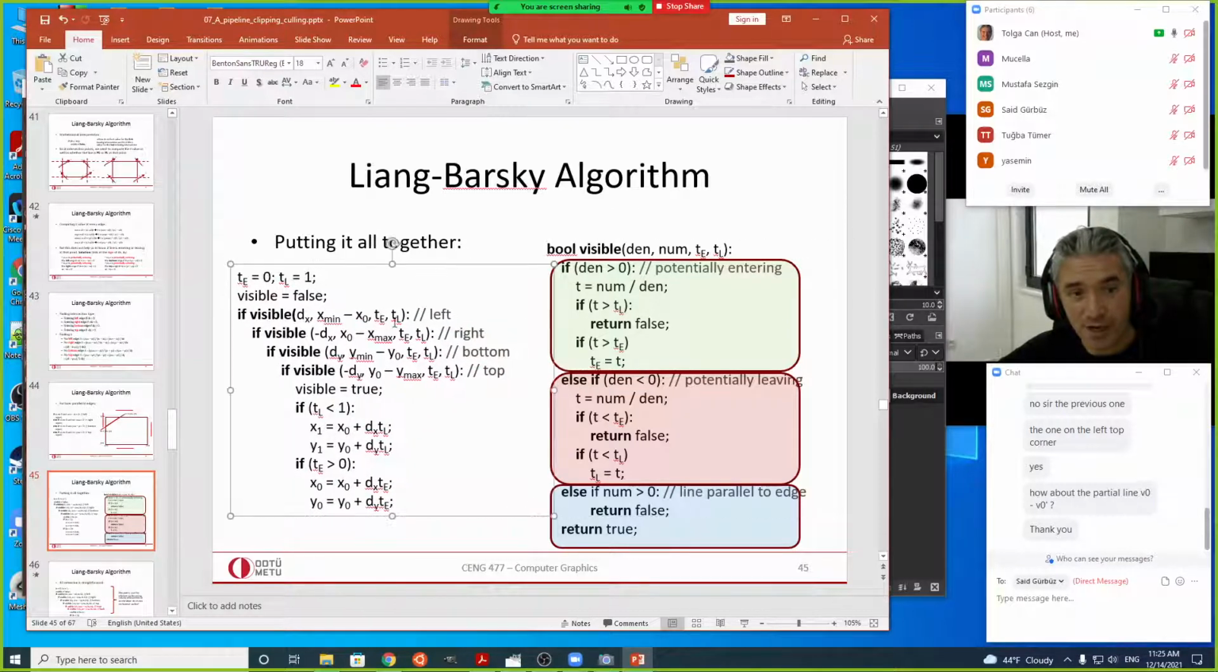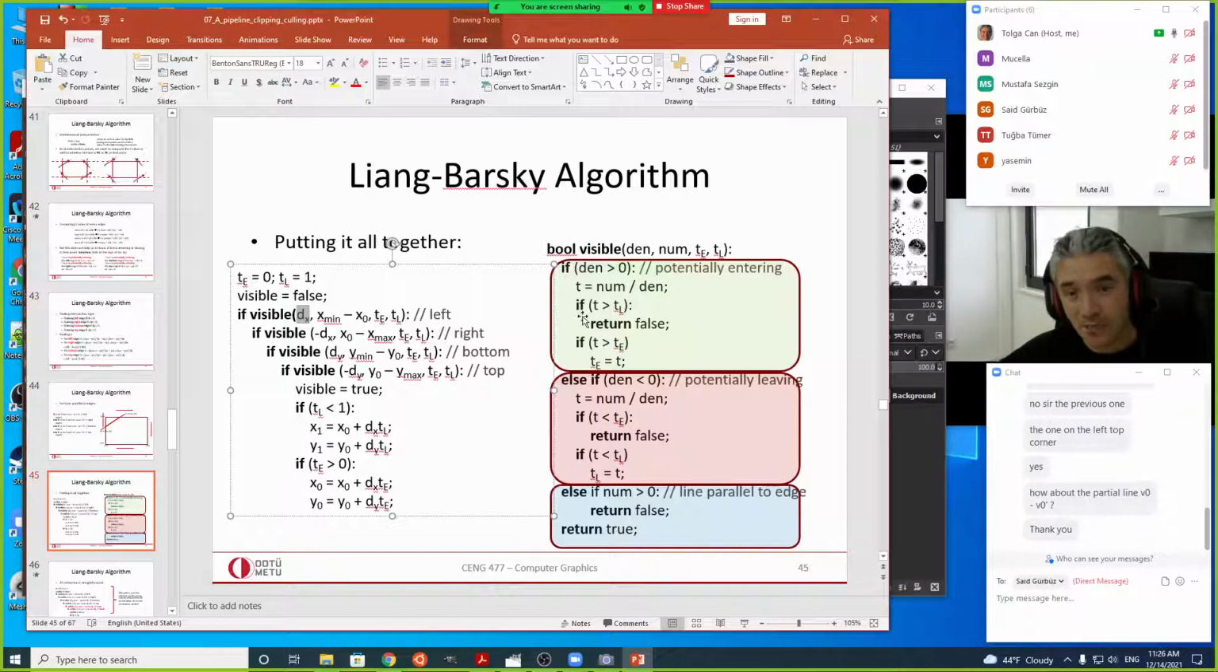We first look at the left boundary, and we compute the numerator, x min minus x0, and this is the denominator. So numerator divided by denominator gives me the t. The denominator is also our dx, the difference of the x coordinates, and we look at its sign. If its sign is positive, then it means it's potentially entering. We find the intersection point.